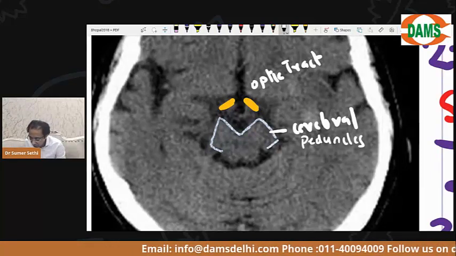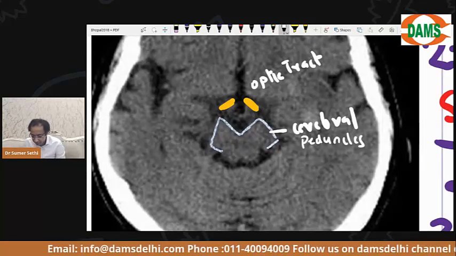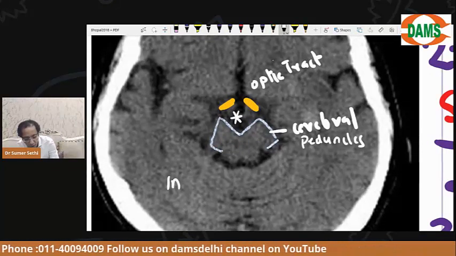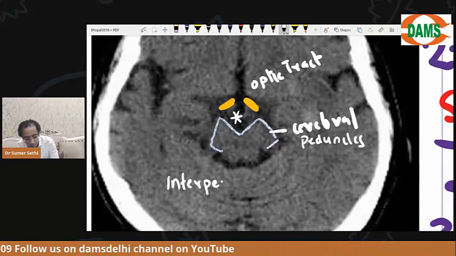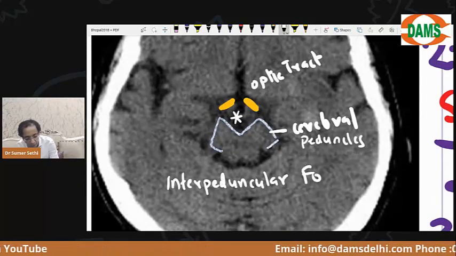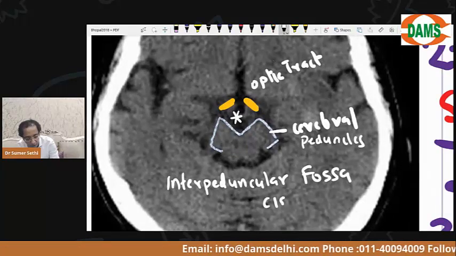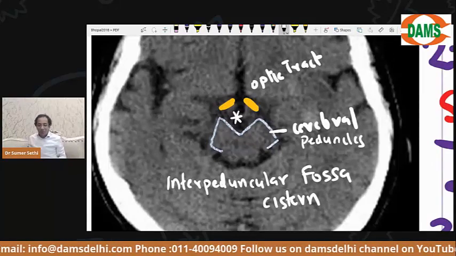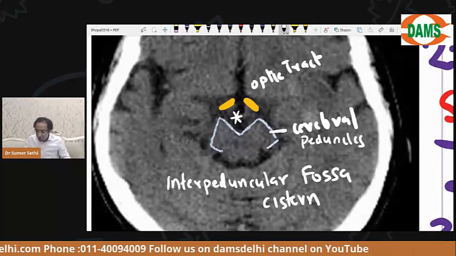Okay, what can you call that? What do you think the space is? This space that I'm marking with a star is called the interpeduncular fossa cistern, meaning the space between the two peduncles. Are you clear now?